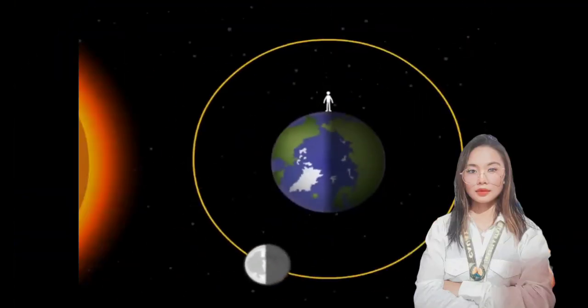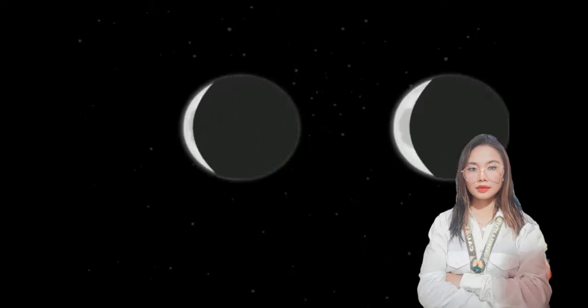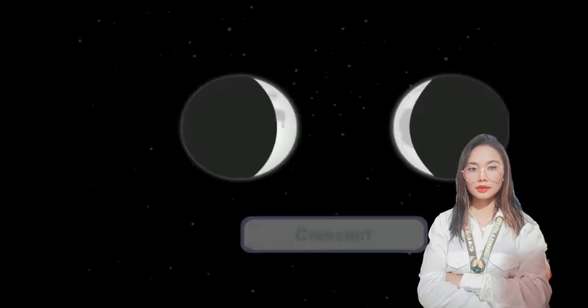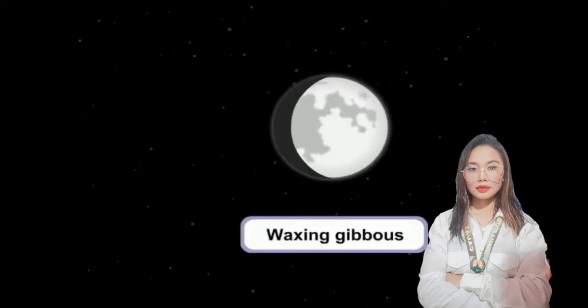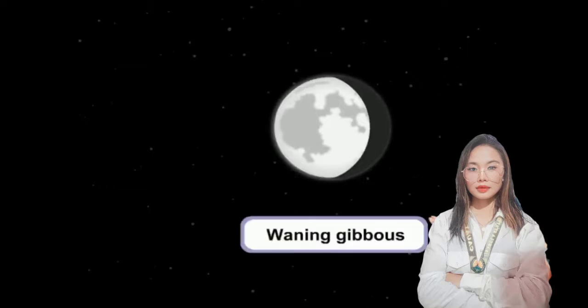Each position of the moon in orbit has a name. Let's look at what they are. When less than half of the moon is lit by the sun, it is called a crescent. When more than half of the moon is lit by the sun, it is called a gibbous. Waxing gibbous indicates the part of the moon that is lit and growing, whereas waning gibbous is the part of the moon that is lit and shrinking.